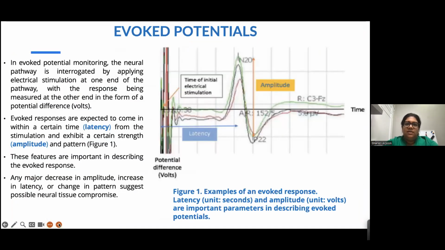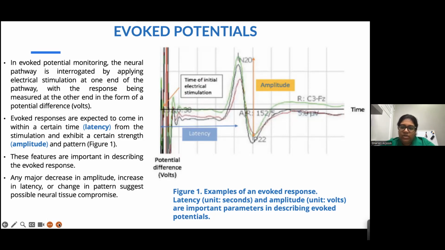So to go into it, evoked potentials. In evoked potential monitoring, the neural pathway is interrogated by applying electrical stimulation at one end of the pathway, with the response being measured at the other end in the form of a potential difference, and this is measured in volts. Evoked responses are expected to come in within a certain time, and this is known as latency, from the stimulation and exhibit a certain strength, which is known as the amplitude and pattern, as we could see in Figure 1. These features are important in describing the evoked response, and any major decrease in amplitude, increase in latency, or a change in pattern suggests possible neural tissue compromise.